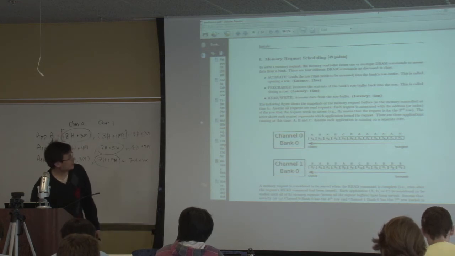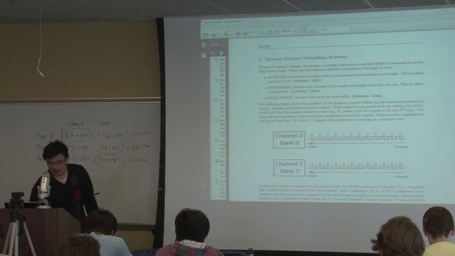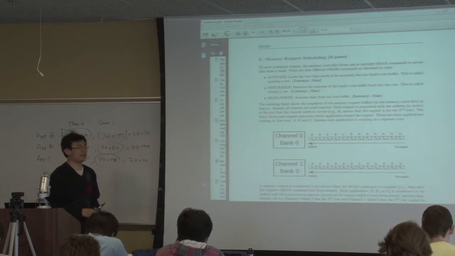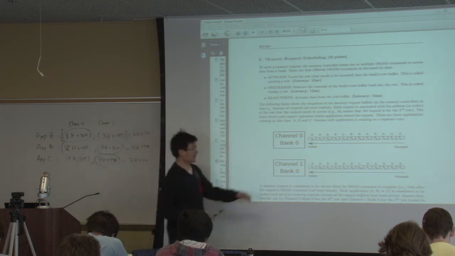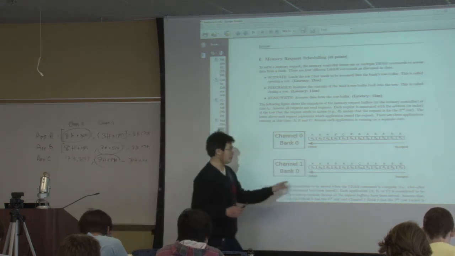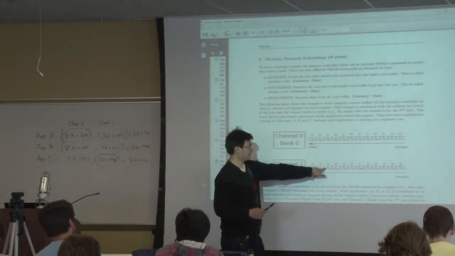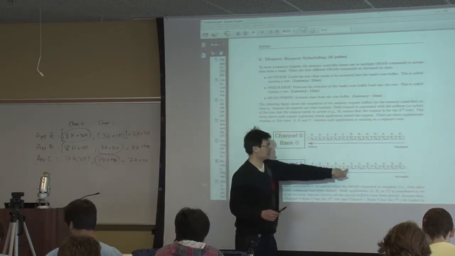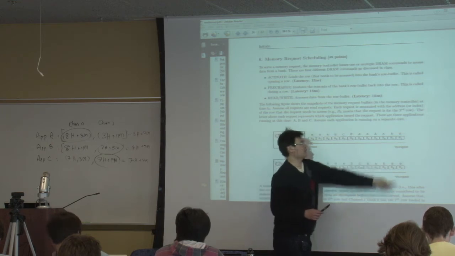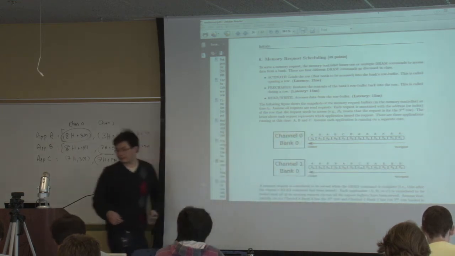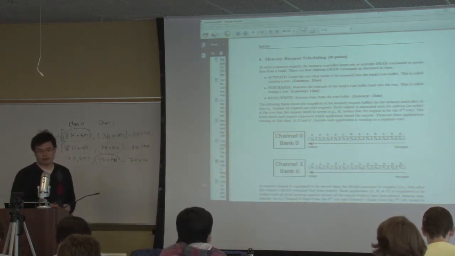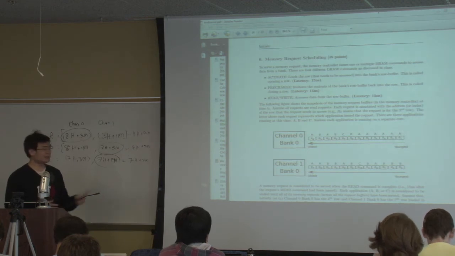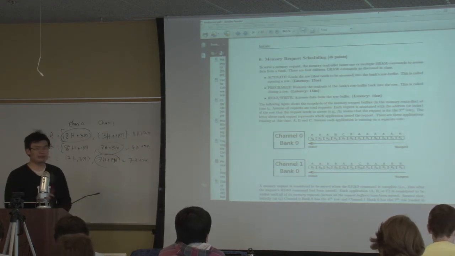Right. So the next question asks about a new policy where you batch requests by n. For example, if n is 3, then you look at the first 3 requests first, and then do FR-FCFS within that batch, and then you go to the next batch, and then the next batch. How might this improve performance for application C?